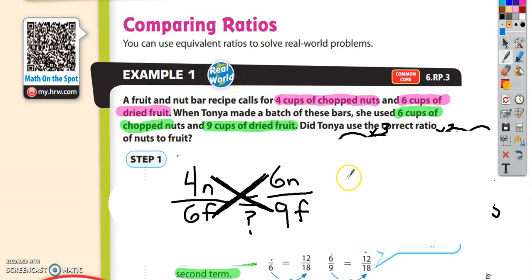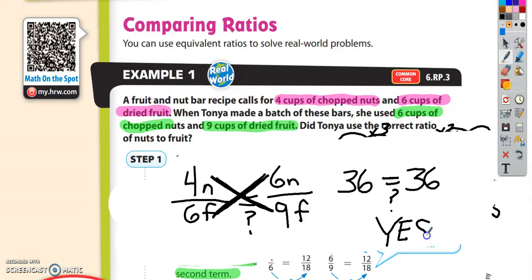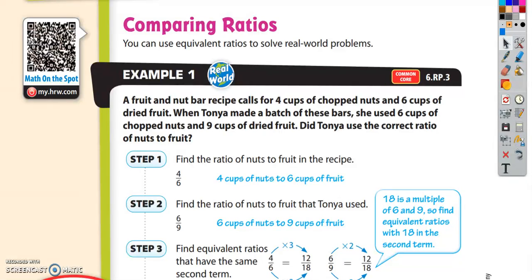Diagonally one way, 6 times 6 is 36. Diagonally the other way, 4 times 9 is 36. Since 36 is equal to 36, then that again answers the question. The answer is yes, those rates are equivalent. Now, if I checked that diagonally and they were not equal to each other, then that would mean that those ratios were not equal to each other. All right, let's go ahead and go down to the bottom of the page and try the Your Turn.